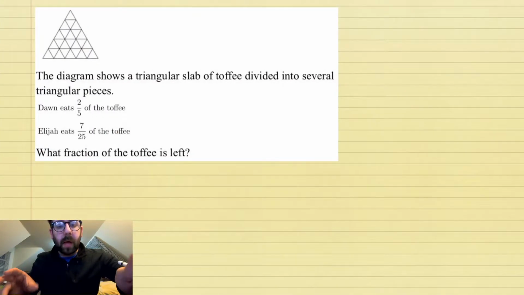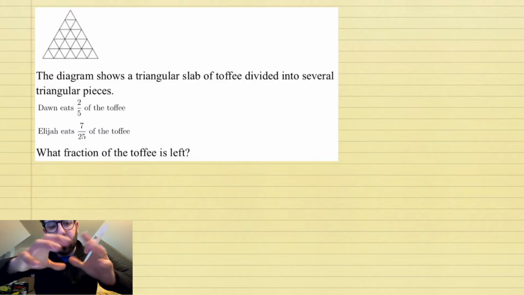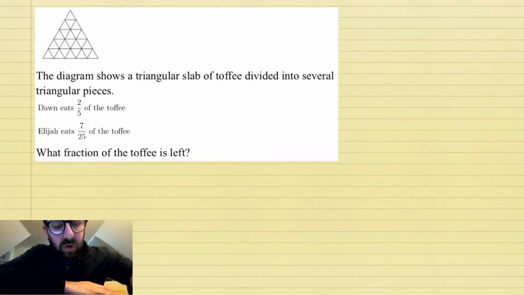Let's go to problem number 2. On this diagram, you have a triangle slab. It's kind of like the last one. I believe there's 25 here again. Dawn eats so many of these pieces. Elijah eats 7 out of 25. And what fraction of the toffee is left? So there's 25 total here.